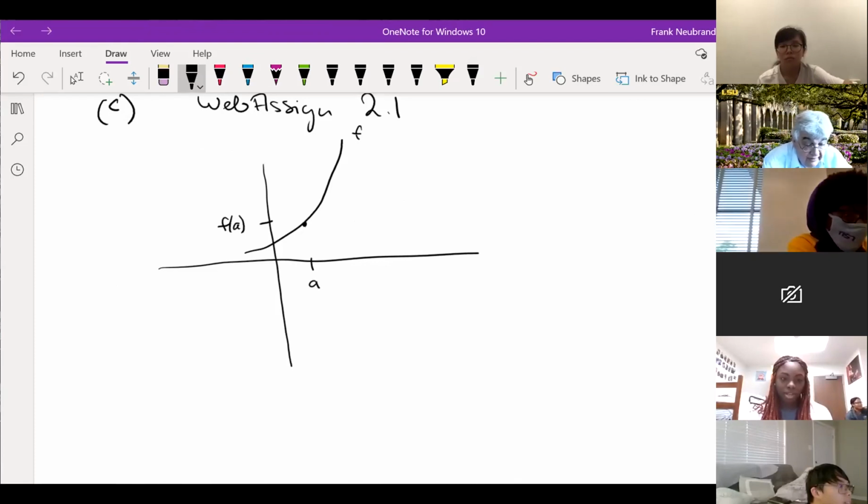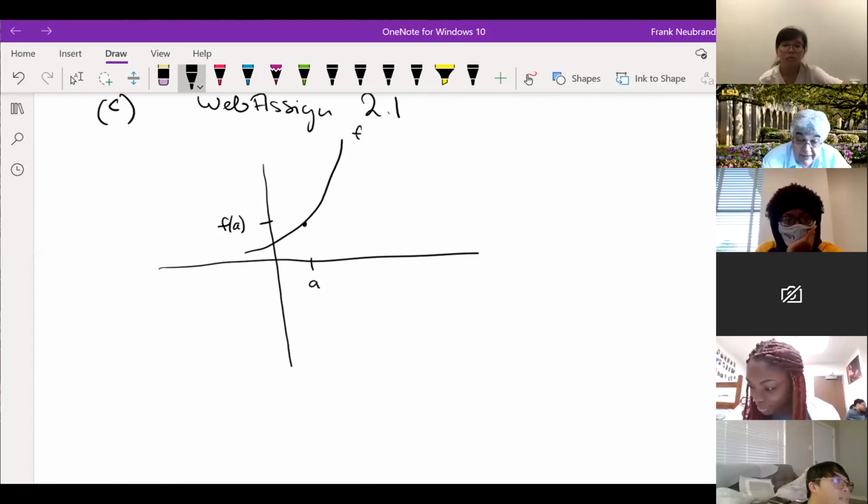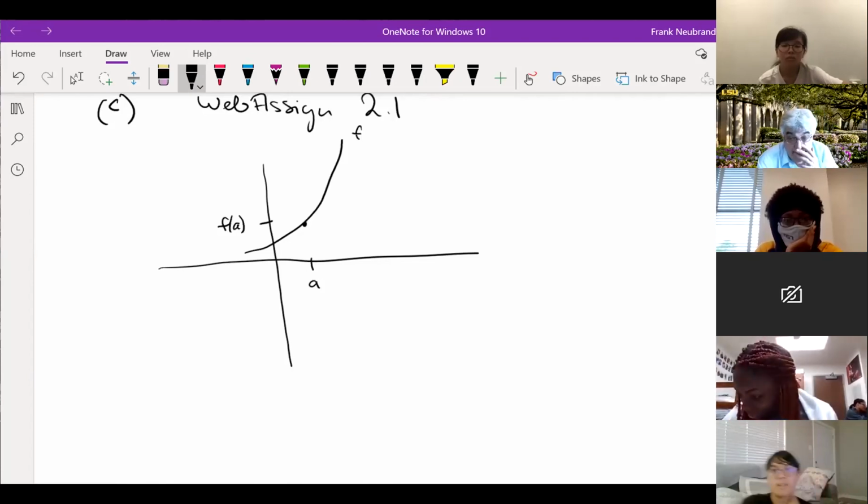So tomorrow, when I give an introduction to calculus, one of the key concepts is called the derivative of a function, or the ability to compute the slope of a tangent line to a graph of a function.